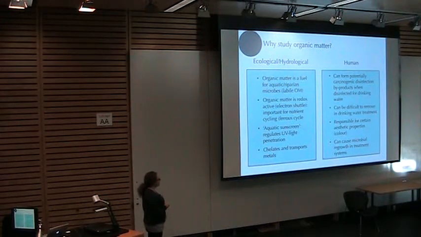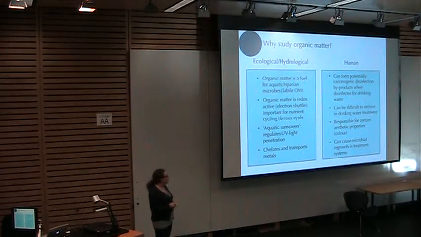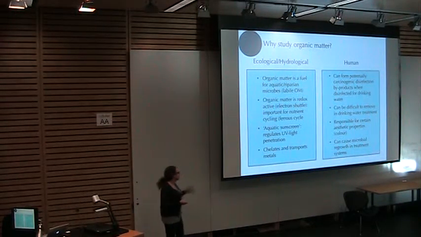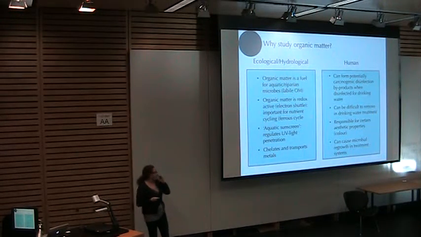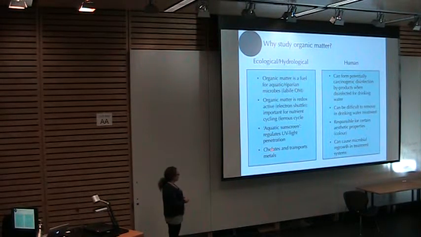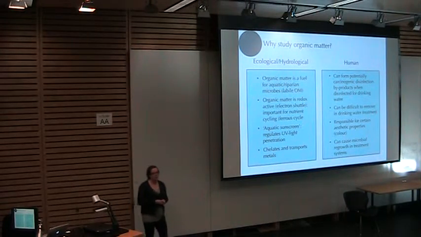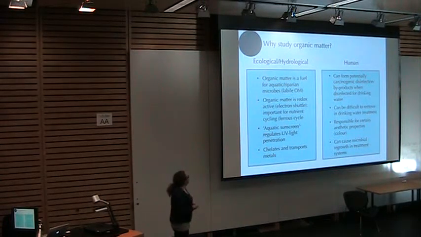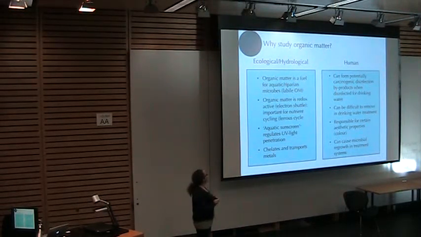Thirdly, and this is kind of funny that I put it here because this is where a lot of research really began in organic matter in surface waters, is this idea that organic matter acts as a kind of aquatic sunscreen. So it regulates how much UV light is actually penetrating into aquatic environments, which is obviously important as that's one of the main energy influxes into these environments. Lastly, it can chelate and transport metals, which is important in terms of the fact that it can cause pollution over a wider area.